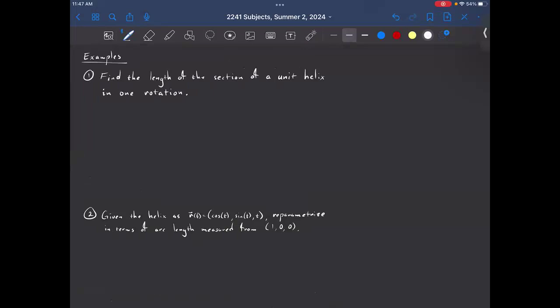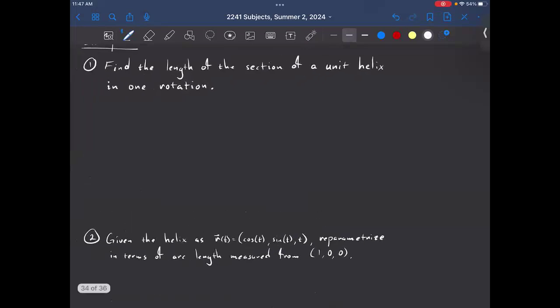All right, so what does a unit helix look like? I have to give you the parameterization for this. The unit helix is given by these equations. Actually, these functions, not equations. Maybe you can think of them as parametric equations. Okay, so here's our unit helix parameterization. And we want the length of the section of a unit helix in one rotation.